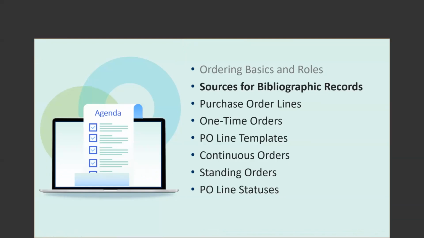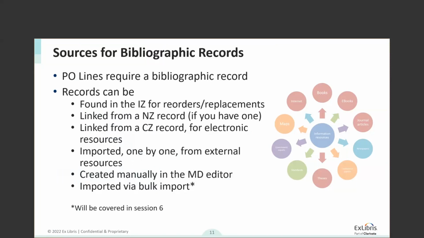So let's start with Bib Records. PO lines require a bibliographic record. Where are you going to get them? Well, you might look in your institution zone if you're reordering something or buying replacements because you already have the bib record.